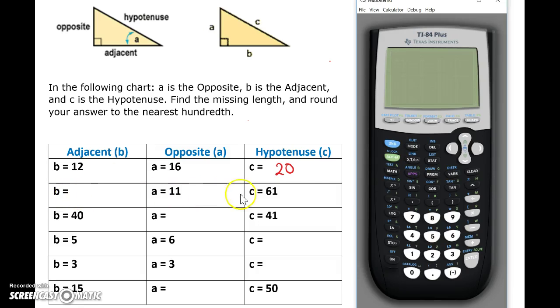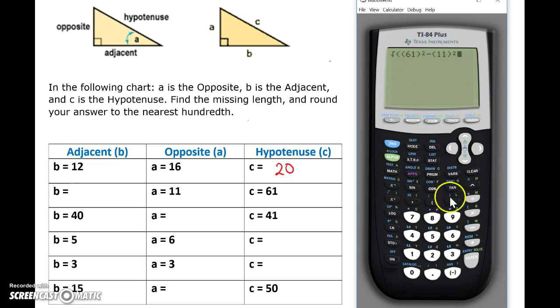Okay, let's take on the next one. Looks like we have the hypotenuse, the largest side at 61. We have the opposite at 11, and we're looking for the adjacent. So we're going to take the larger area minus the smaller area to give us the remaining area. Again, we're doing second function, square root, double brackets. We're taking the larger area, so 61 squared minus 11 squared.